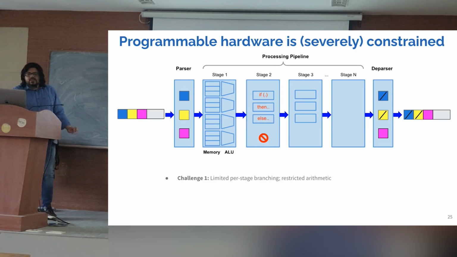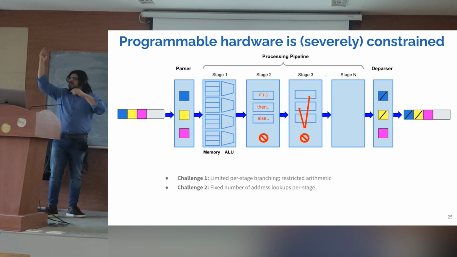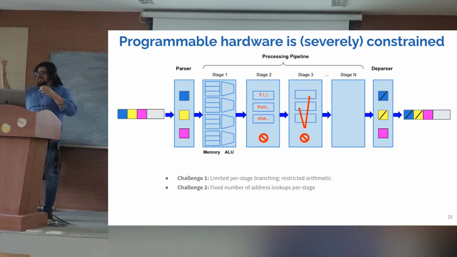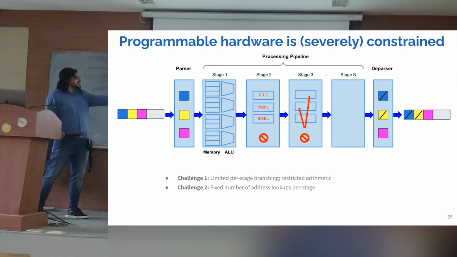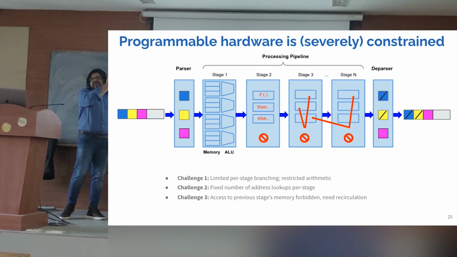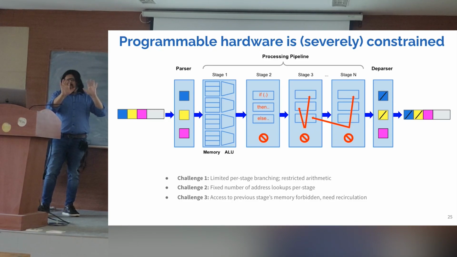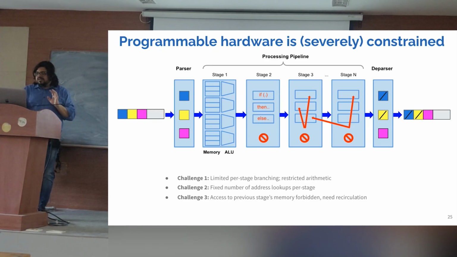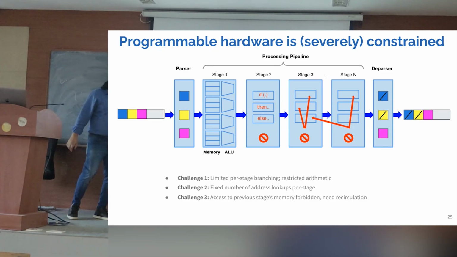Number two is you can only have a fixed number of address lookups per stage. You cannot look up too many indices of a hash table, let's say. You have to look up one or two at a time at best. And then you cannot go back after you have passed a stage. You cannot go back to a previous stage and look up memory from that stage. This is forbidden because there can be multiple packets in the pipeline at one point in time, and there will be inconsistencies if you allow that. So if you have to read something twice, you have to recirculate the packet.